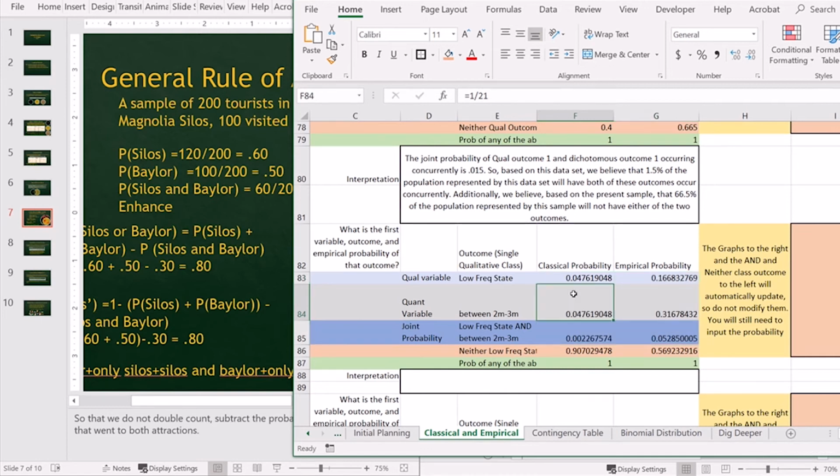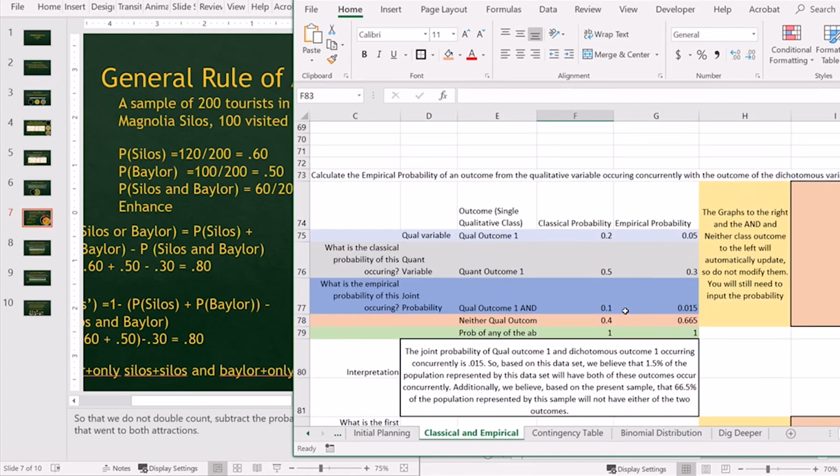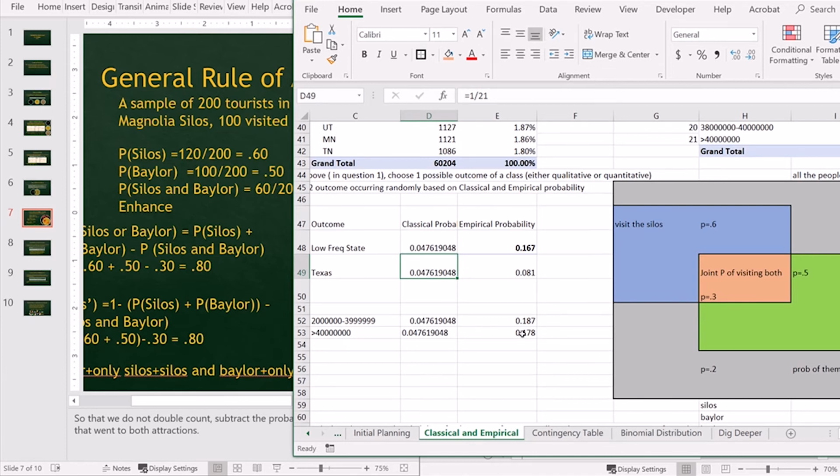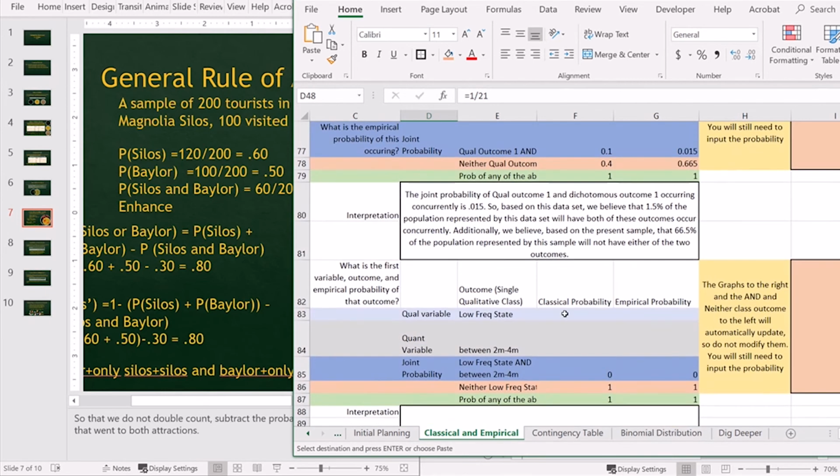All right, let's do this. We already determined up here, what is the classical probability of being in a low frequency state? Classical probability of it being in a low frequency state. 0.04 something. Okay, so we'll do that. The low frequency state, the probability is literally 1 divided by 21.